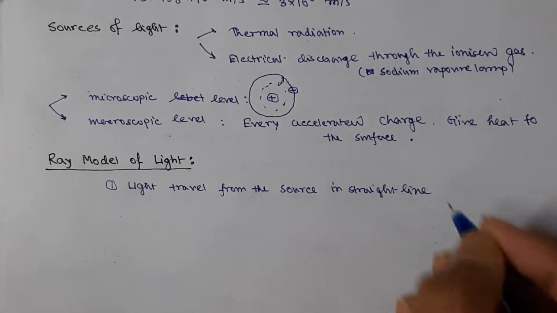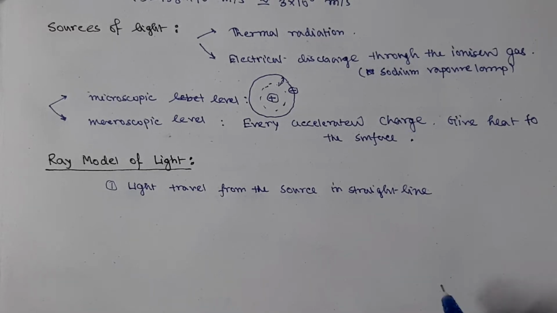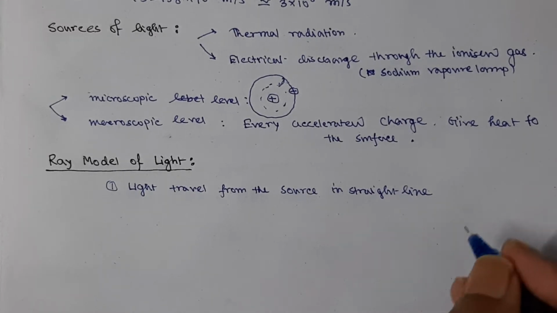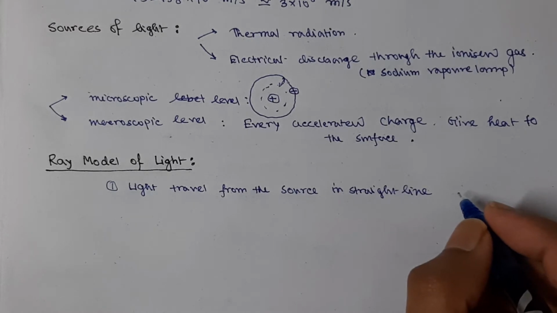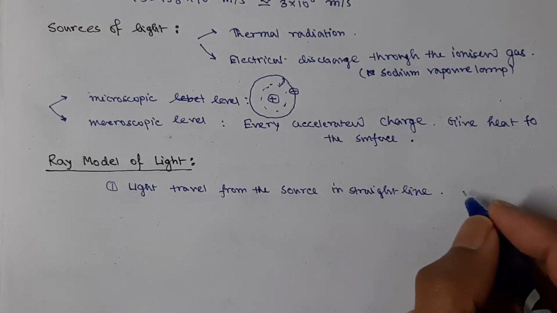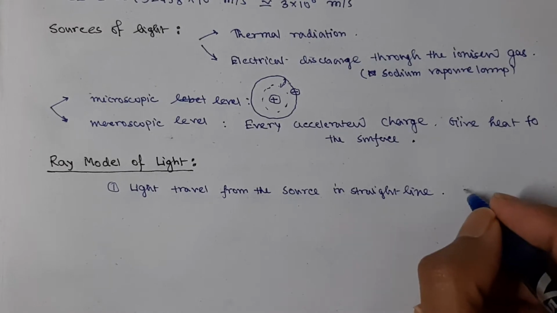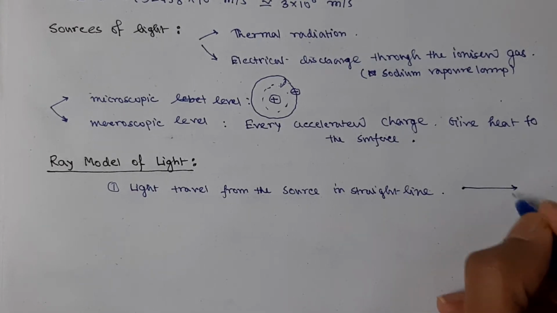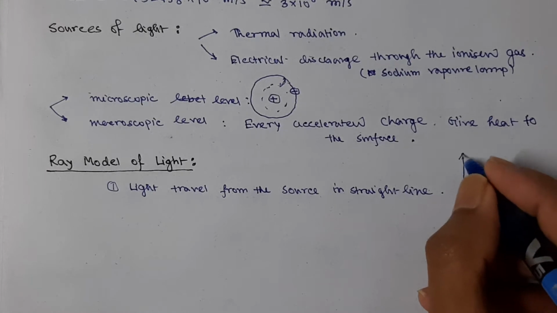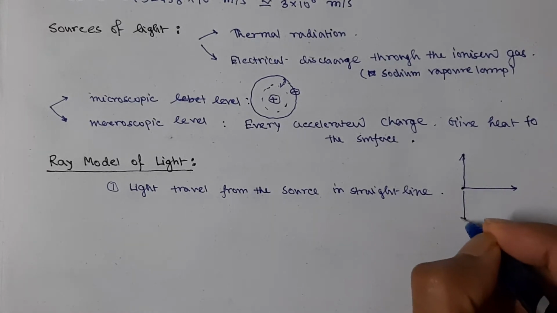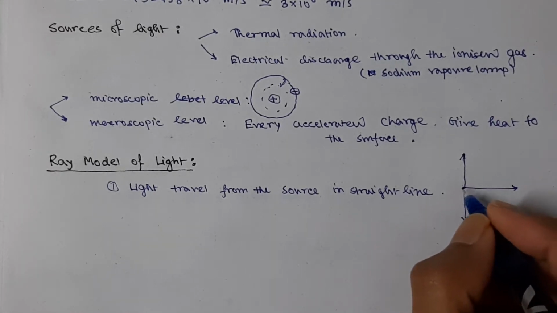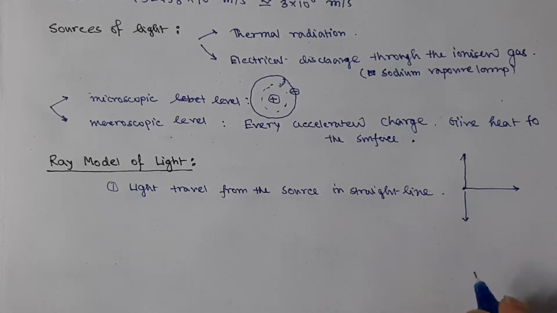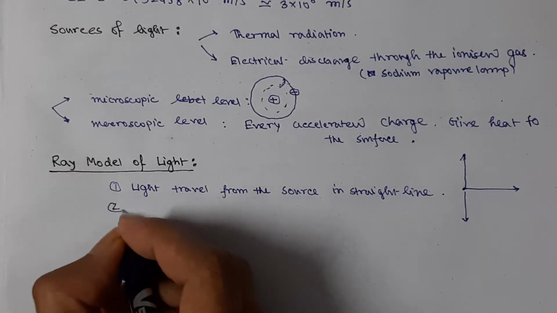So when we do math problems in geometrical optics, we have to know that light goes through a straight line. It is a ray model, so there is the source and light goes like this in all directions from the source. Actually a point source emits light rays which have a spherical wave front.